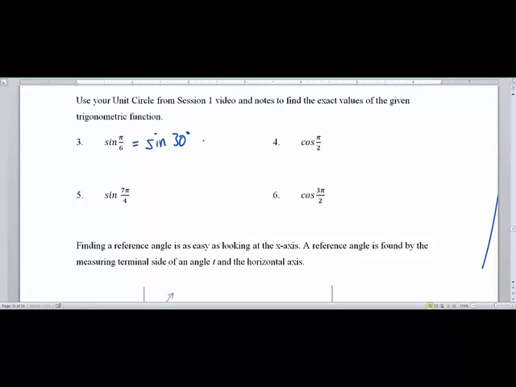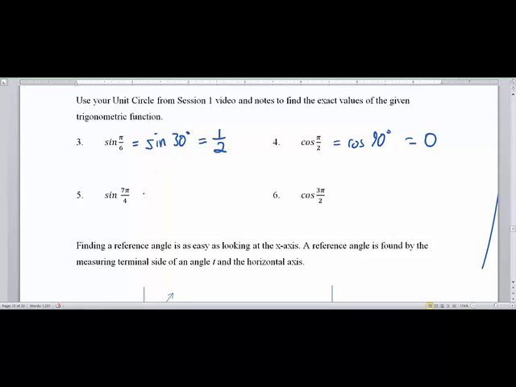And at that value, from the unit circle you created, the y value is 1/2. The cosine of pi over 2 is the same thing as the cosine of 90 degrees. So what is the x value at 90 degrees? And that answer is 0, because it's straight up from the origin.